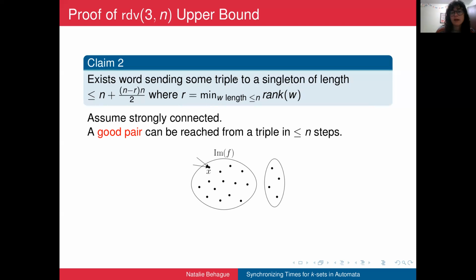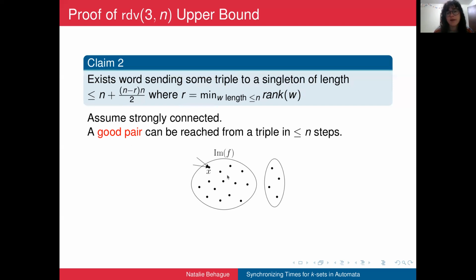And so how many good pairs is X in? Well, if you take X and any other state that's in the image of F, that's definitely a good pair. That can in fact be reached from a triple in one step, right? So if you think of the pre-image of that pair, X and something else in the image of F, if you take the pre-image from F, then you get a triple. So that pair can be reached in one step.